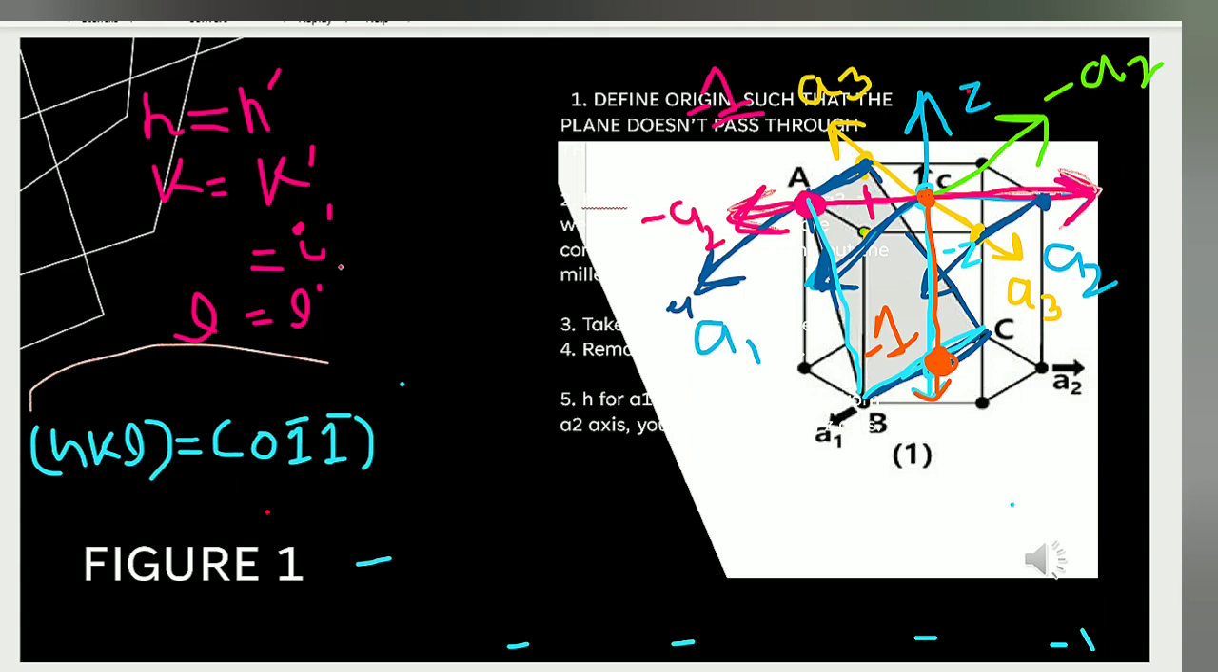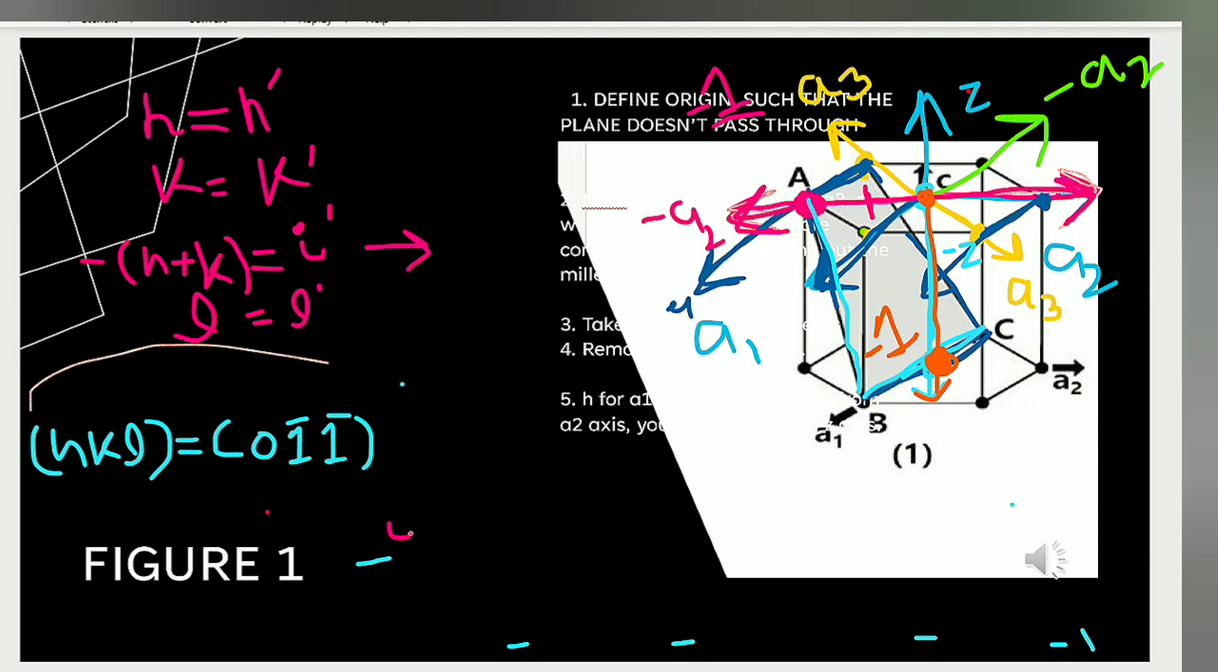So we have to find out the fourth index, and this I prime is obtained from the intercept of the A3 axis. There are two ways you can do it. I prime can be obtained from these h and k values, like it is equal to negative of h plus k, or negative of h prime plus k prime, that's equivalent.